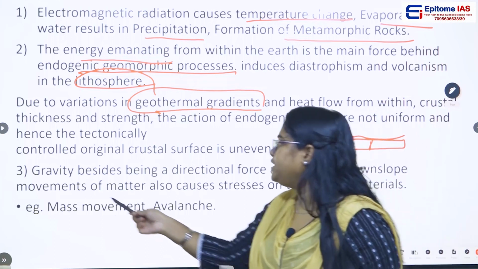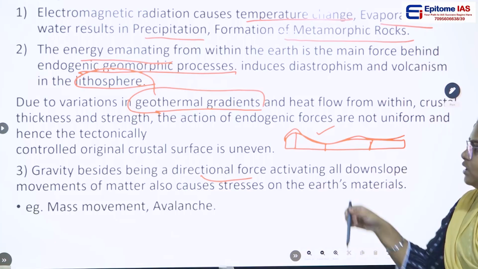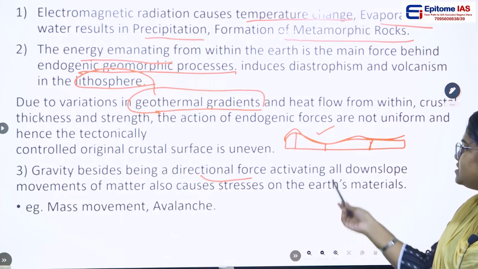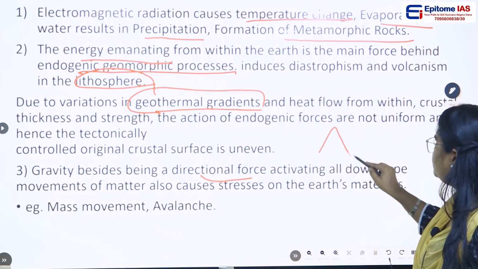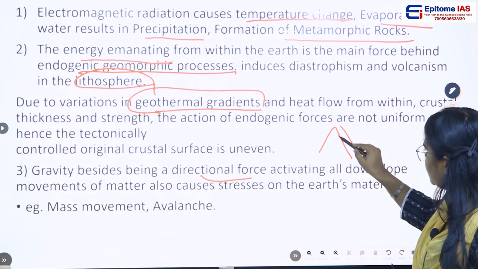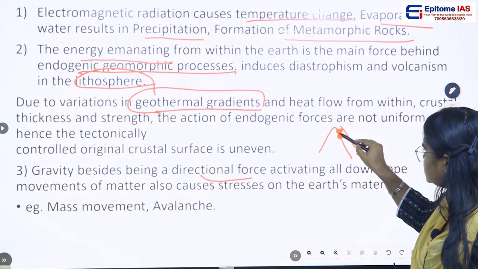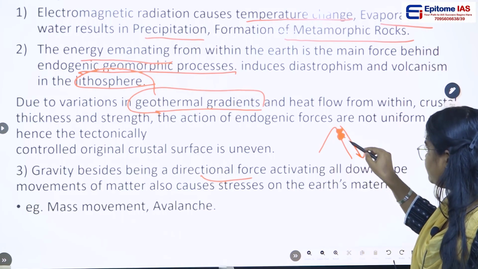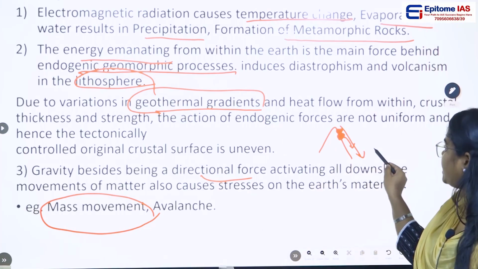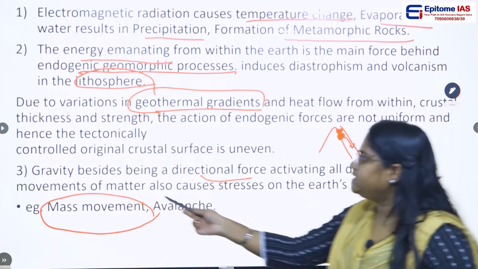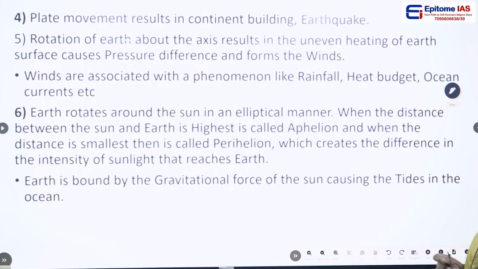And if you see the third point, gravity, besides being a directional force activating all downslope movement, it also causes stress on the Earth's material. Let's say we have a mountain. This is a slope which we have, and there are some rocks here. Gravity acts on this rock and it will cause mass movements, and this will impact the surface of Earth. So gravity is one of the factors influencing the surface of Earth.